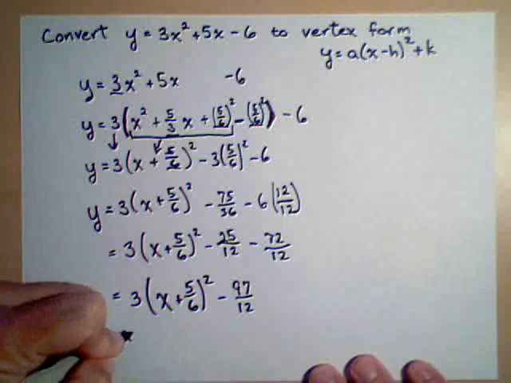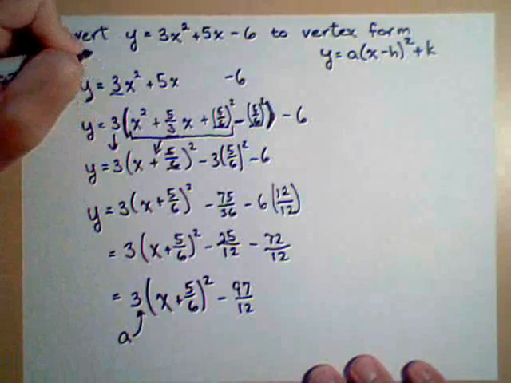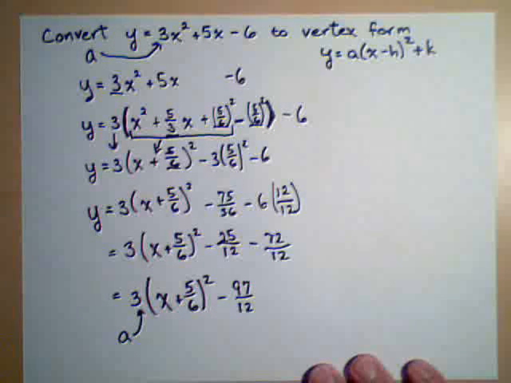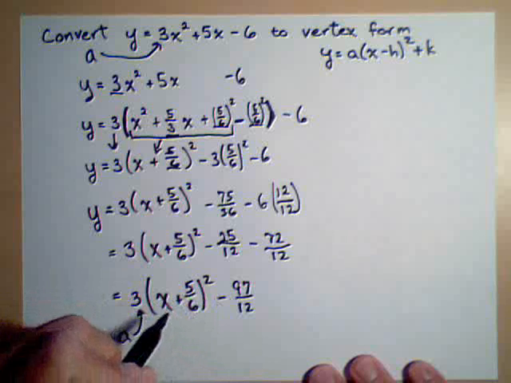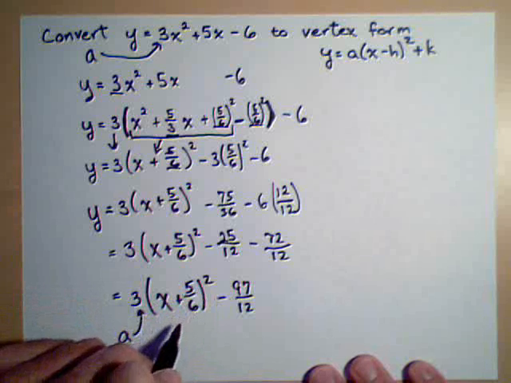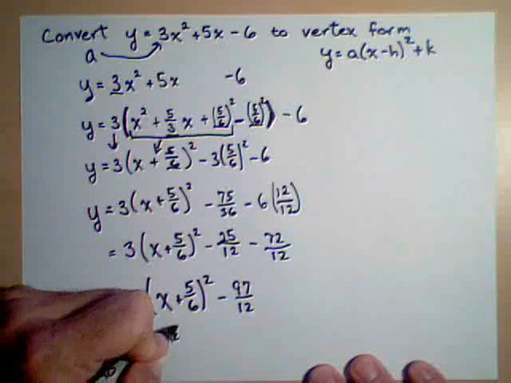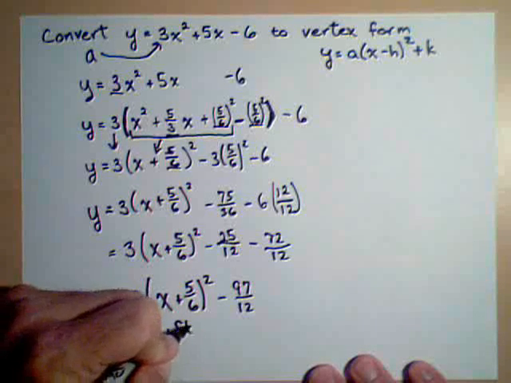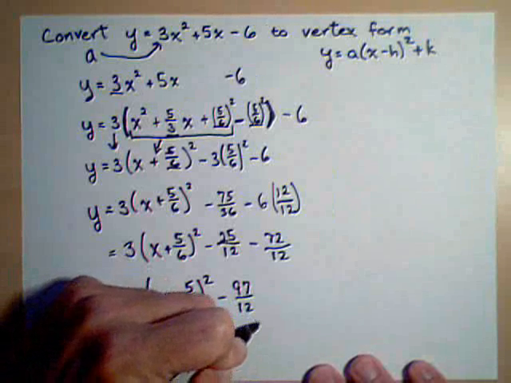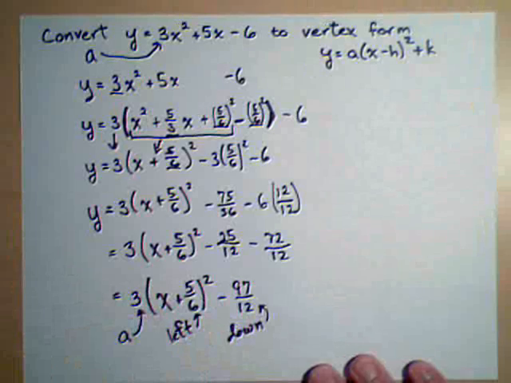Notice it's got the same a value as our original quadratic, which is 3. Positive a value tells us it opens up. The larger a is, the wider our quadratic is. So that gives us the same piece of information. What's useful about the vertex form is we can look at this as the graph of y equals x squared going left by 5/6 and going down by 97/12.